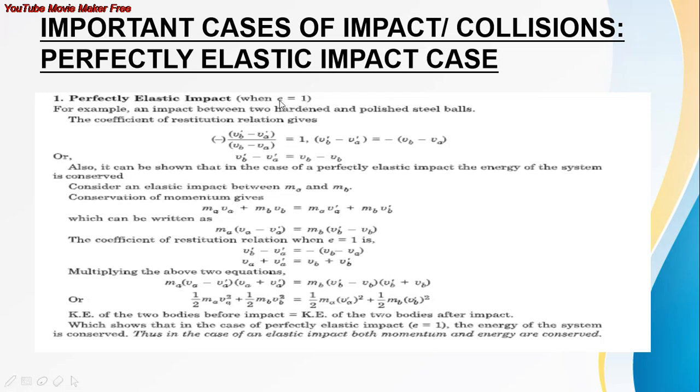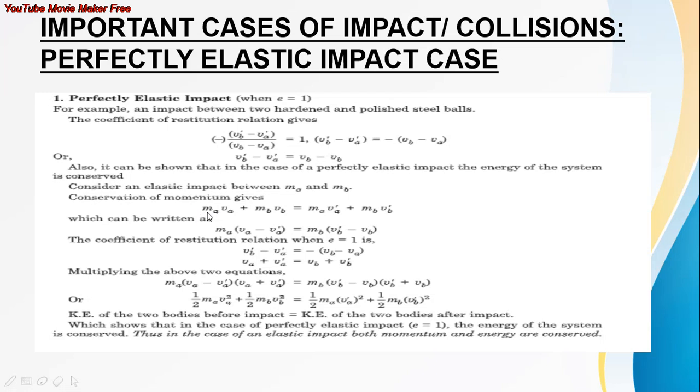So when we put this formula in the coefficient of restitution formula, we get this equation: vb dash minus va dash equal to v minus vb plus va. This is wrongly written, it should be minus vb plus va. So this is one equation we get, and we also know that there is conservation of momentum in case of perfectly elastic impact.